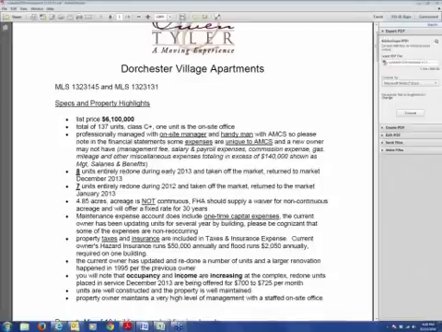You will note that occupancy and income are increasing at the complex. Redone units placed in service in December 2013 are being offered for, now remember this number, $700 to $725 per month. Okay? Units are well constructed and the property is well maintained. Property owner maintains a very high level of management with a staffed on-site office. Okay, great.